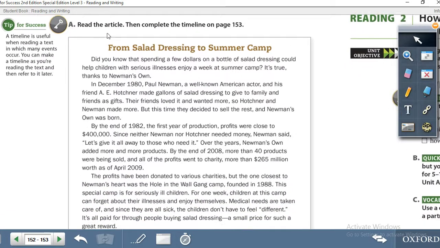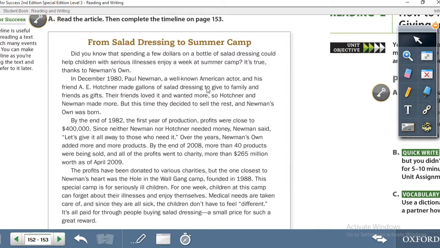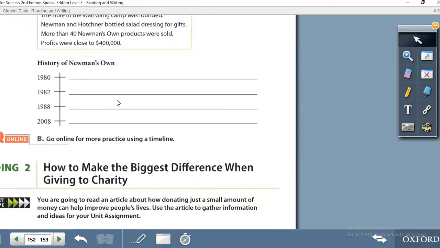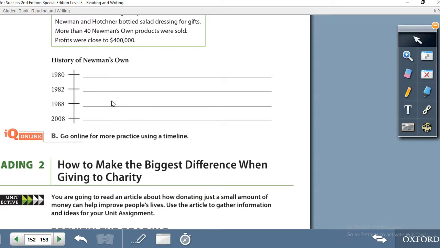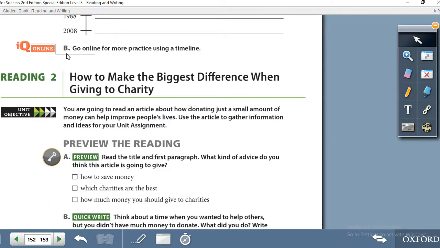Exercise A, read the article, then complete the timeline on page 153. So you are going to read this article From Salad Dressing to Summer Camp, and then you are going to complete the timeline on page 153, which is the next page. So let's have a look at page 153. So you are going to complete the timeline according to the example that they showed you with Beatrice. Exercise B, go online for more practice using a timeline. So if you still don't understand how a timeline works and how to complete a timeline, you can now go online on your Q Skills account and you can get more practice using a timeline.